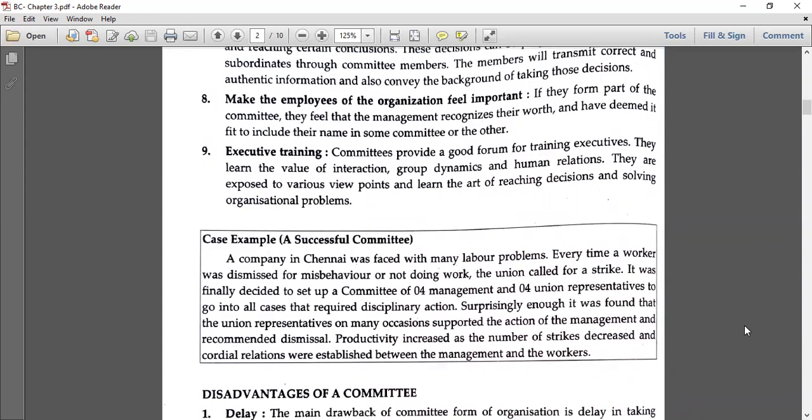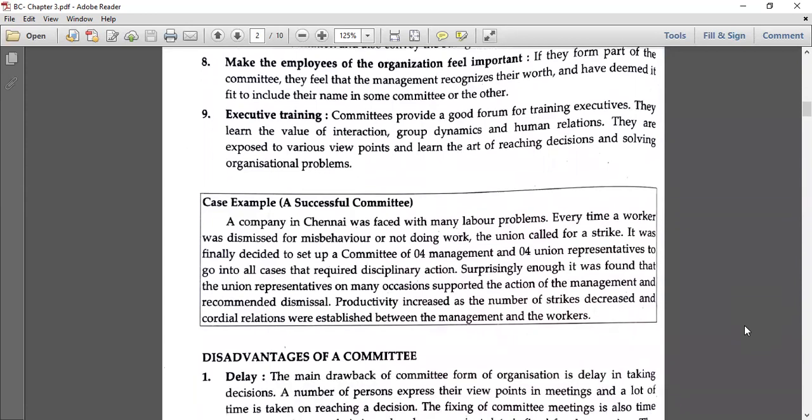Let's see one example. It's a case example of a successful committee. A company in Chennai was faced with many labor problems. Every time a worker was dismissed for misbehavior or not doing the work, the union called for a strike. That means the company was on strike. It was finally decided to set up a committee of 4 members of management and 4 union representatives to go into all cases that required disciplinary action.